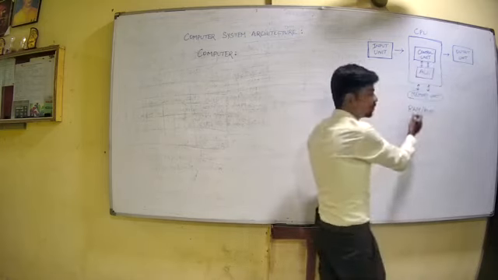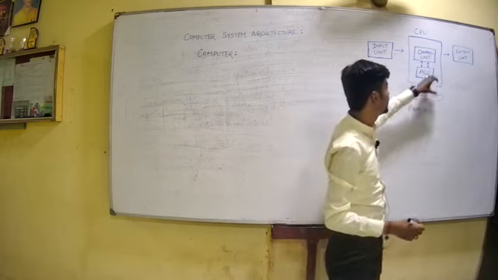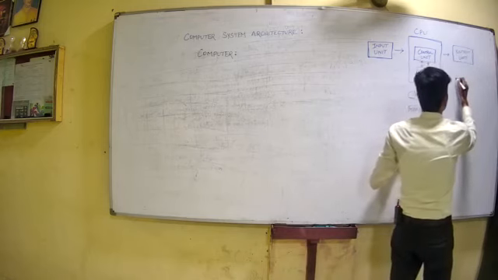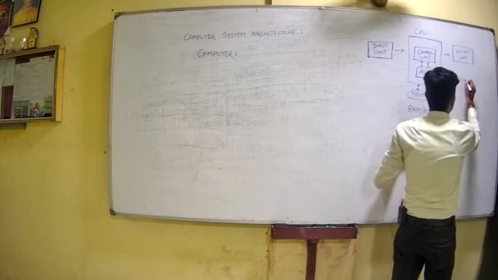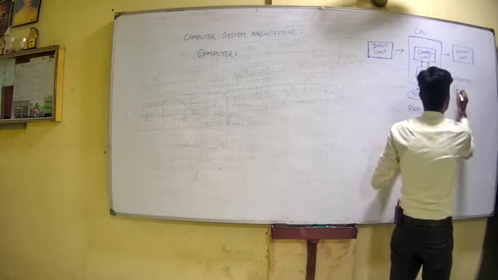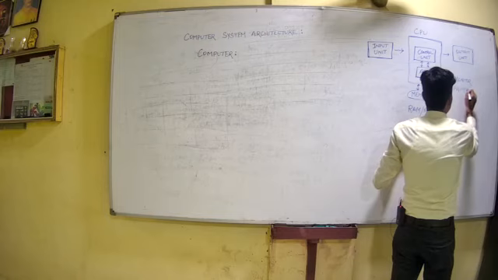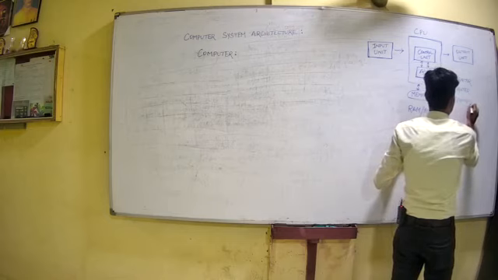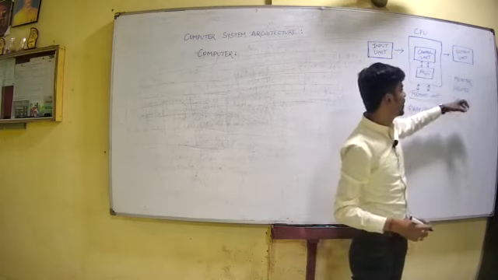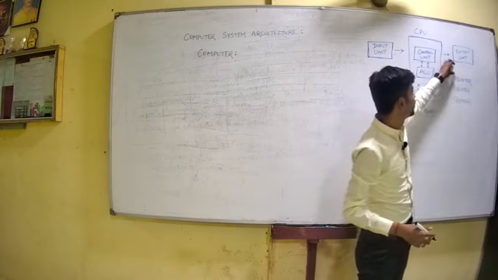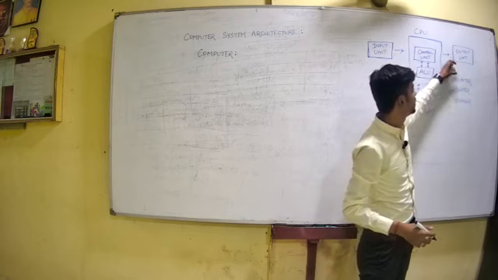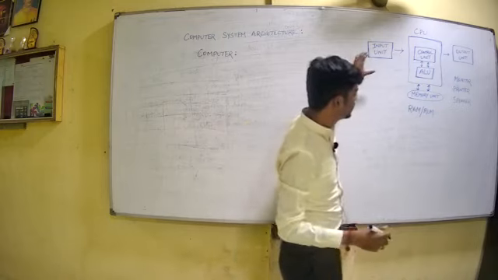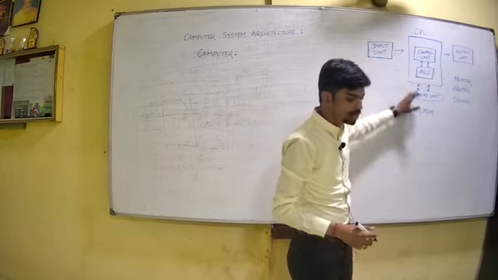After getting into the memory unit, the result is given to the output unit. The output unit consists of a monitor, it may be your printer, it may be your speaker. Any hardware device which we can see, we can say that unit is known as the output unit. So this diagram indicates the basic function of a computer.